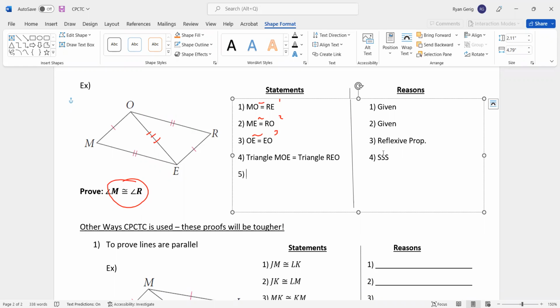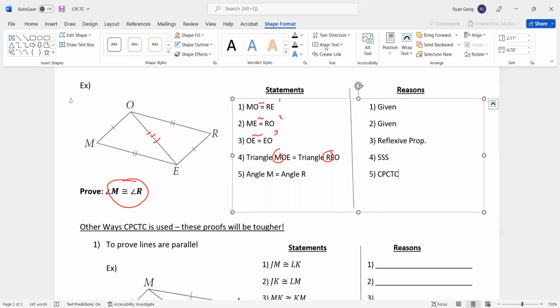Now I want to say that angle M is congruent to angle R. What allows me to say that? Well, I just proved that the 2 triangles are congruent, so that means that the corresponding parts are congruent. So I get CPCTC, all right? And that's how you use CPCTC in a normal proof, all right?